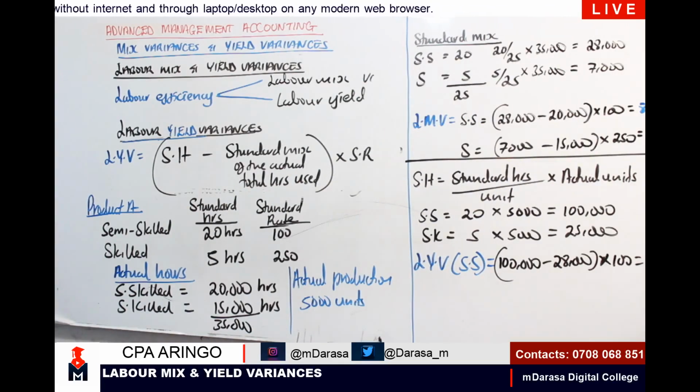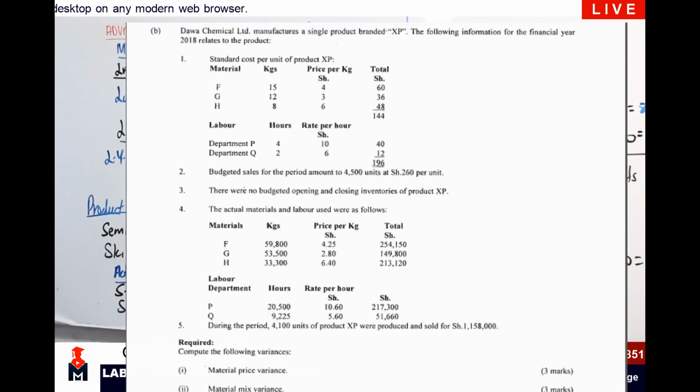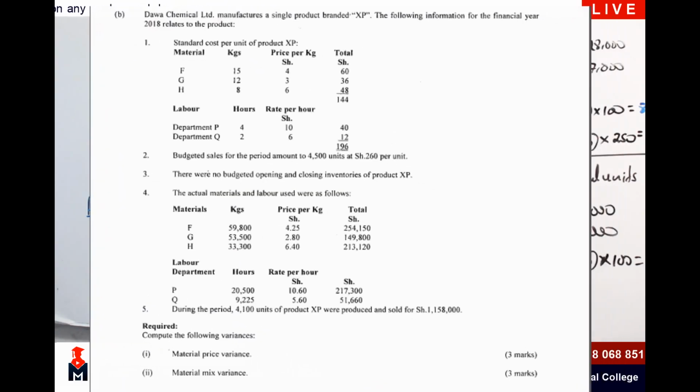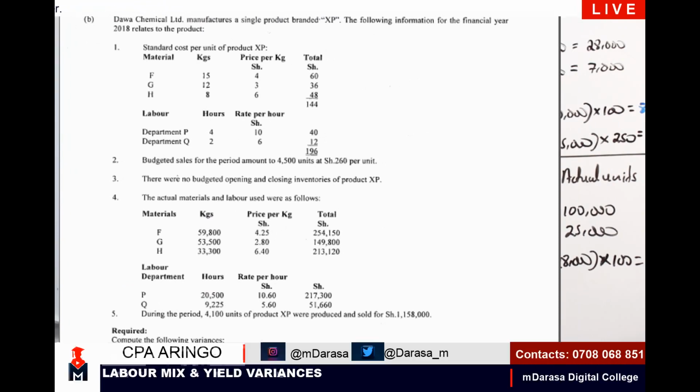So this is our question. I'll share it on our screen, believing that you're able to view it. In our question here, we are told that Dow Chemical Limited manufactures a single product branded XP. The following information for the financial year 2018 relates to the product.